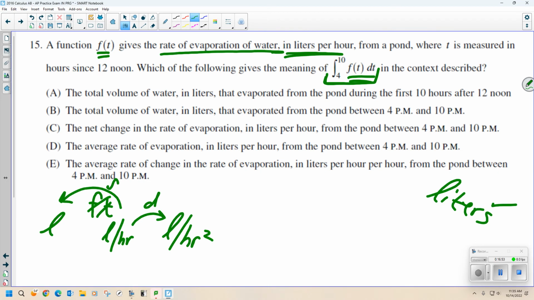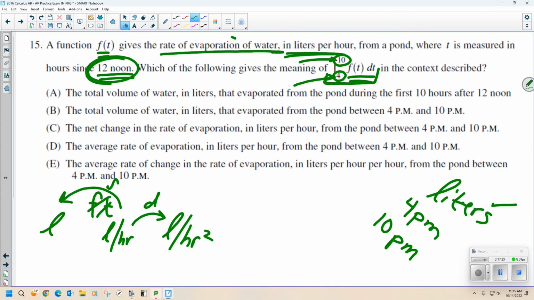The next thing is, t is measured in what? Hours since 12. So we're going to start from 4 to 10. But 4 to 10 are the hours since noon. 4 hours from noon is 4 p.m. 10 hours from noon is 10 p.m. So in the context of this problem, this is evaporation in liters per hour. So I guess we're going to talk about the liters evaporated from 4 to 10 p.m.